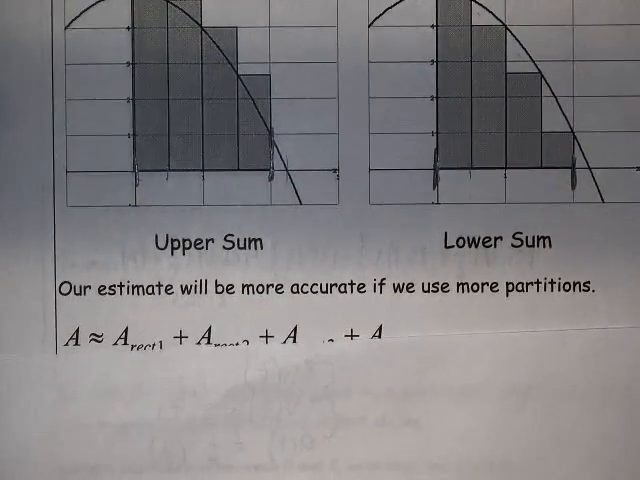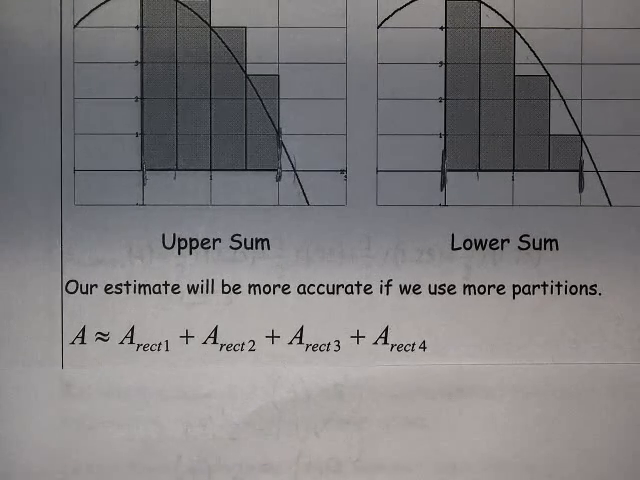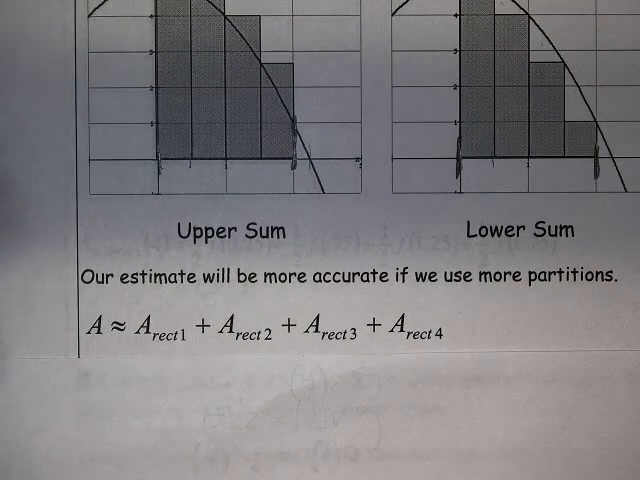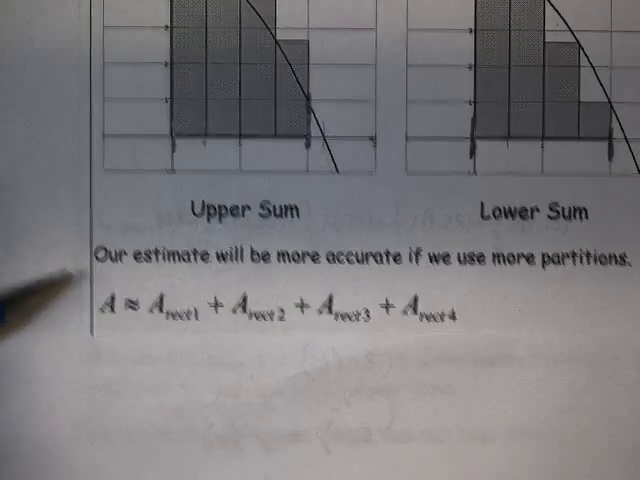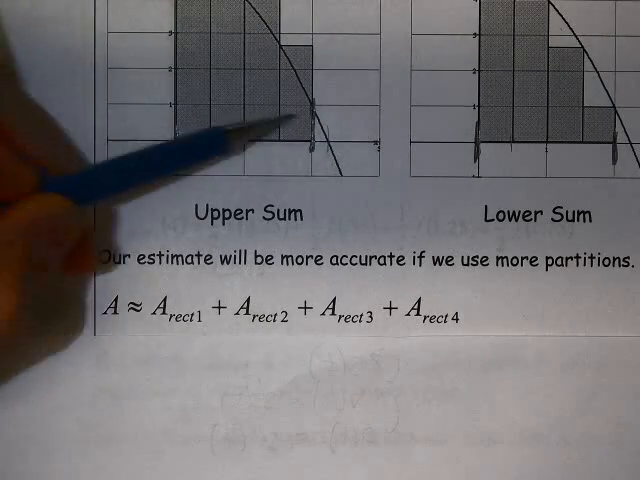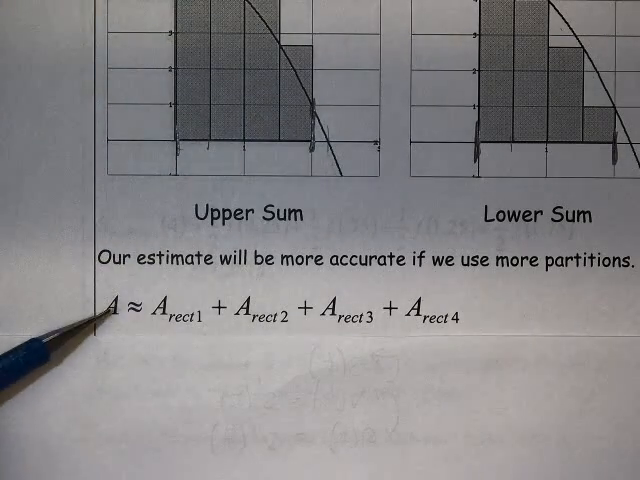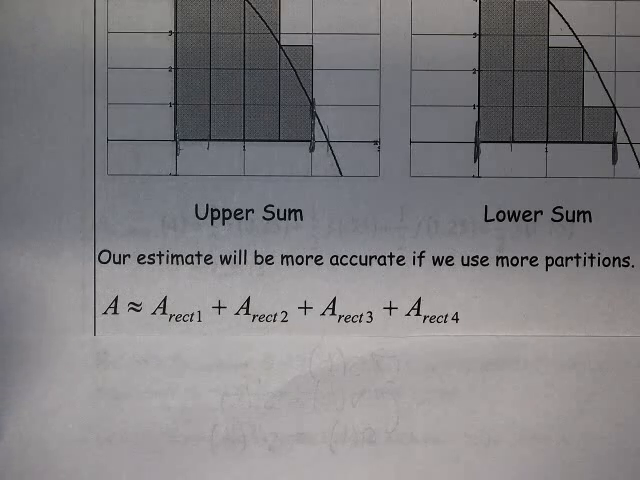All right, and hopefully it's obvious to you that the more rectangles we use, the more partitions we use, the more accurate our estimate would become. So the area that we want to find between 0 and 2 underneath this parabola is approximately equal to the area of these 4 rectangles added up.